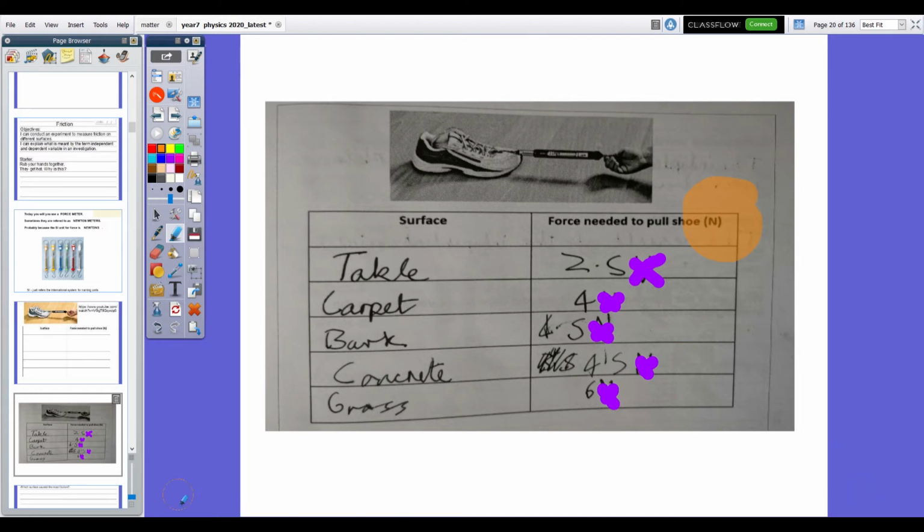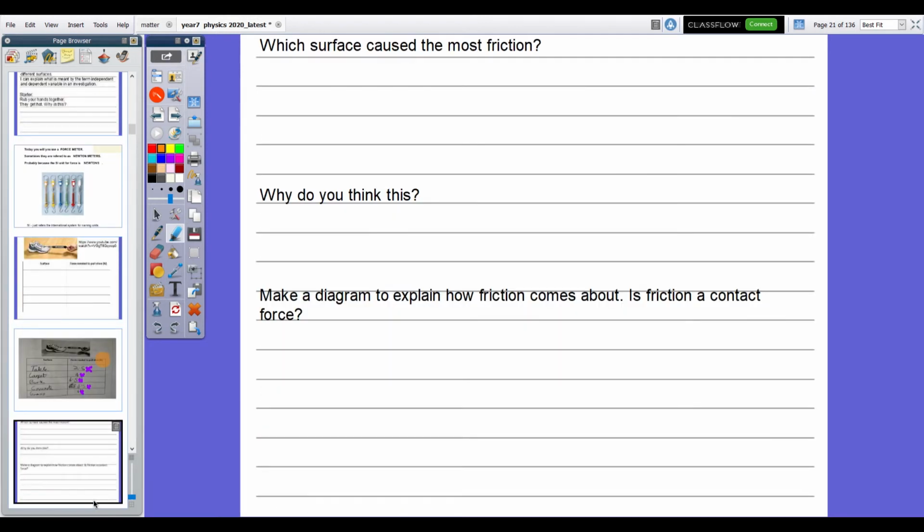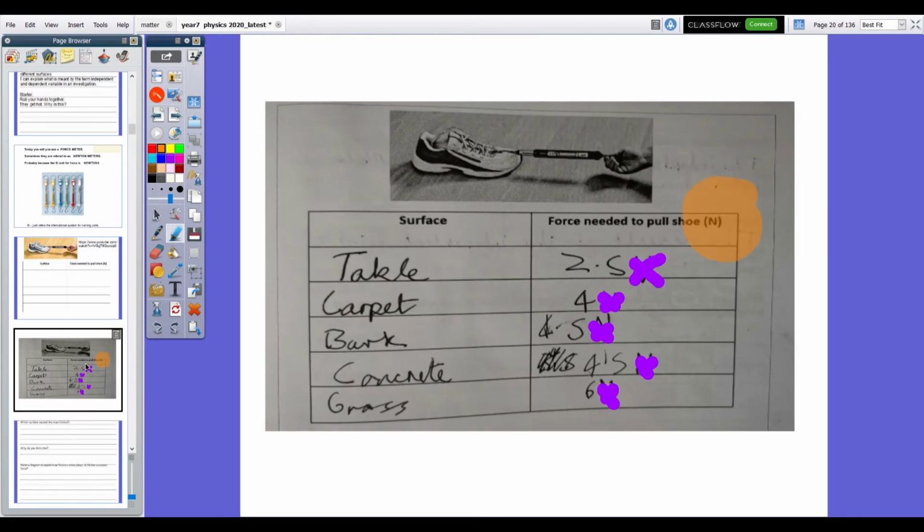So let's go. Now that experiment would take a little while, but which surface caused the most friction? Which surface caused the most friction? In this particular set of results, it was grass.